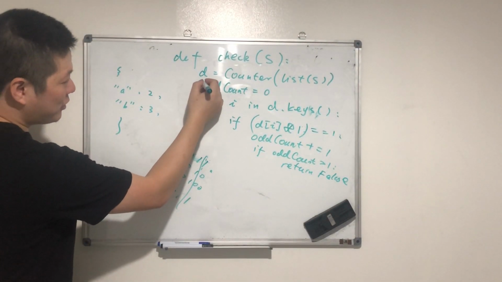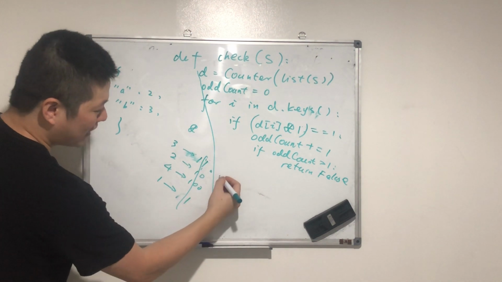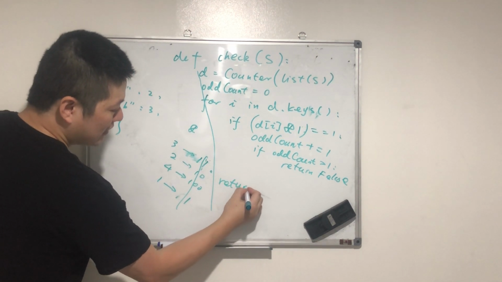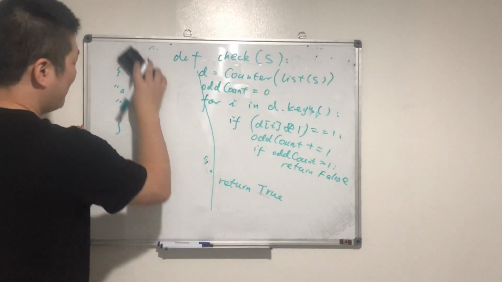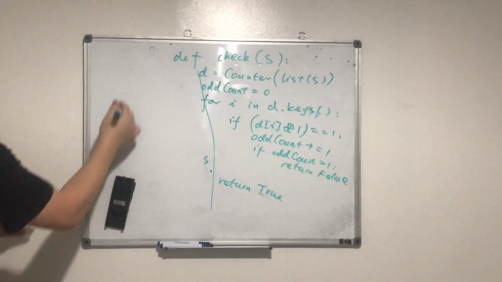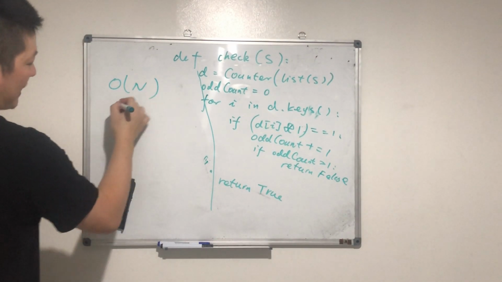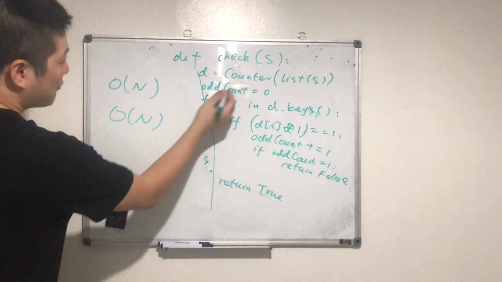And then what should I put here? After this, return true, right? Yeah, true. What's the time complexity? O(N). And what's the space complexity? O(N), yes, because we're using this counter.